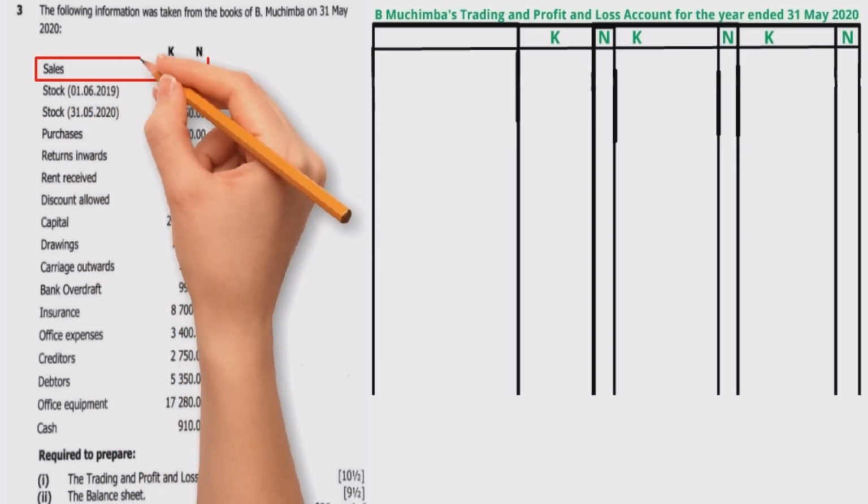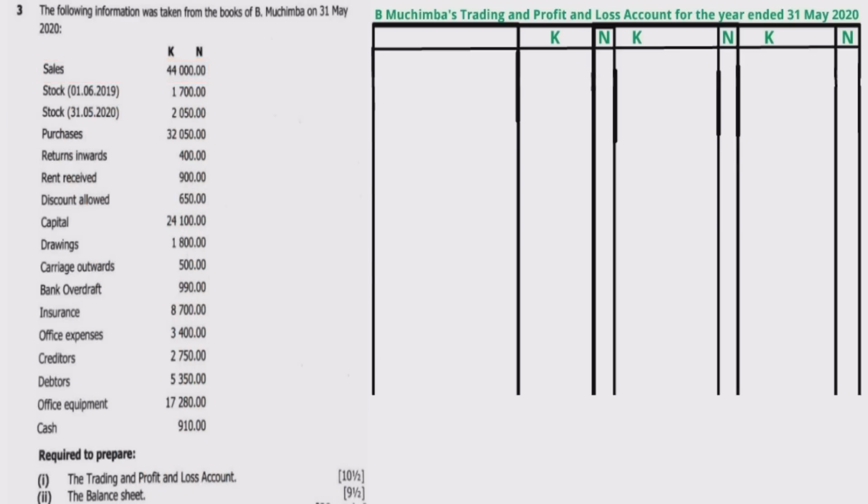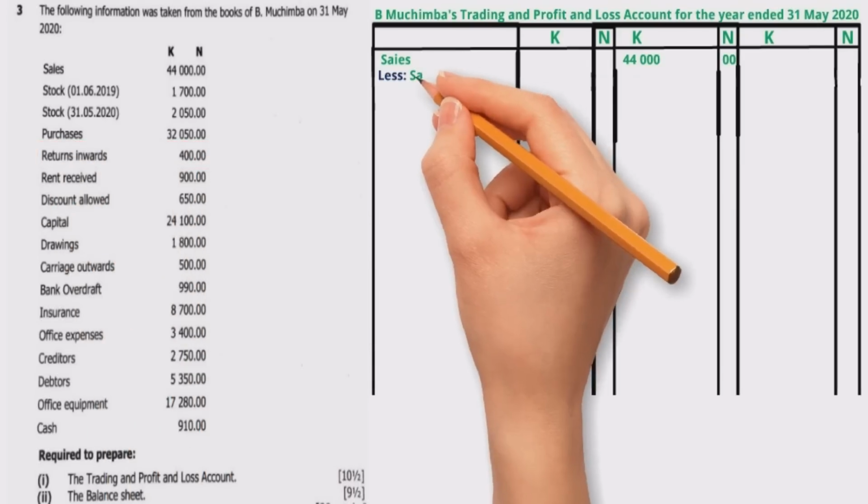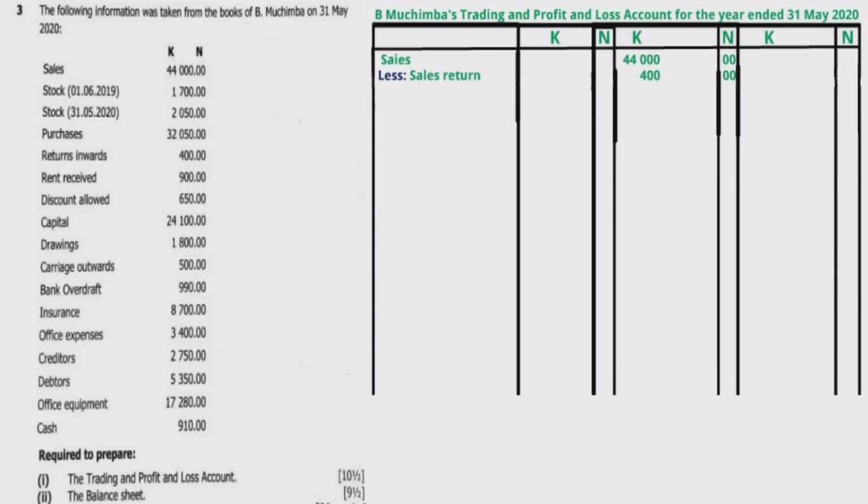So we start with sales. Sales will be put here. I'll write sales and write 44,000 here. Then I'm going to enter less sales return. So we write sales return. It's there, as you can see. Just like I've been doing, I'm circling to show you where I'm getting these from. You have seen where it has come from. Then we write 400 there.